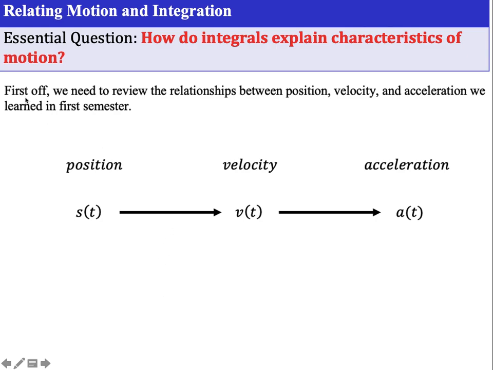So this is kind of a review of the relationships between position, velocity, and acceleration that we learned first semester. So for instance, if we started with our position function, we would differentiate that, or take the derivative, to get our velocity function. And once we had our velocity function, we could differentiate or take the derivative again and get our acceleration function. So that was the process for last semester.